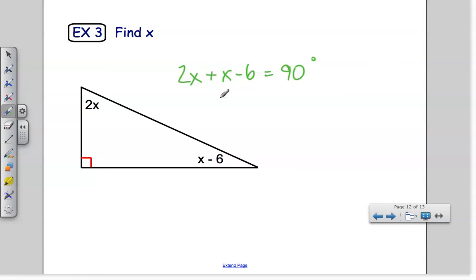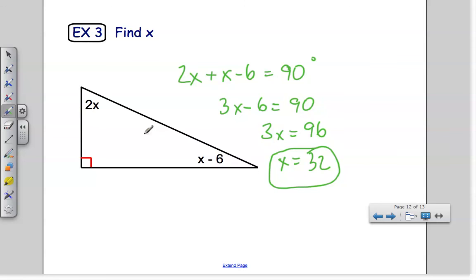And to solve for x, 2x plus x is 3x. Minus 6 equals 90. Let's add 6 to both sides. 90 plus 6, 96. And then we do 96 divided by 3 on both sides. And we get x is 32. Which means this would be 64. And this would be 26. And they would add up to 90. Okay, so triangle sum theorem today and classifying triangles.